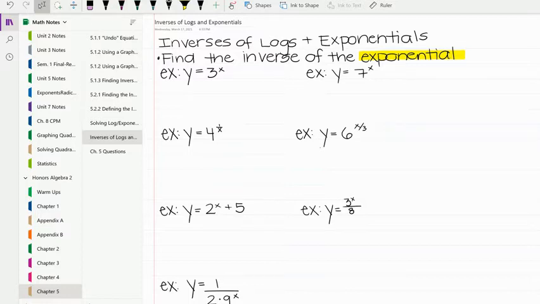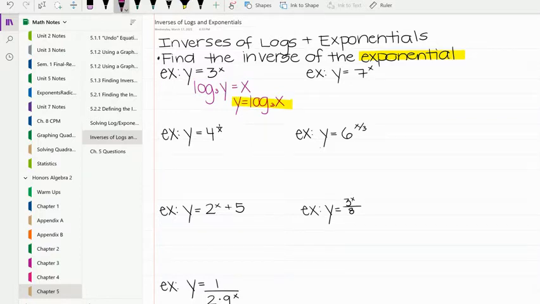So the first thing I'm going to do is just rewrite it as a log. So this would become log base 3 of y equals x. Remember, in order to find the inverse of an exponential, you solve for x. The reason we wrote it as a log is because that will solve it for x. But then after you do that, you have to switch x and y. So our inverse would be y equals log base 3 of x. This right here would be your answer.